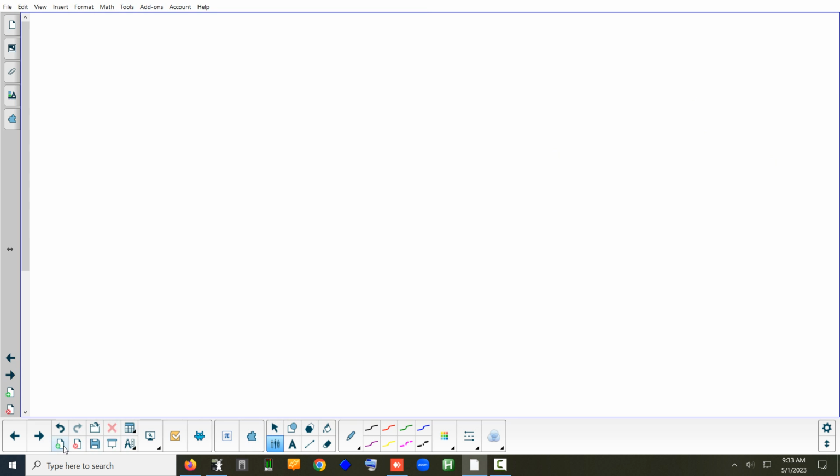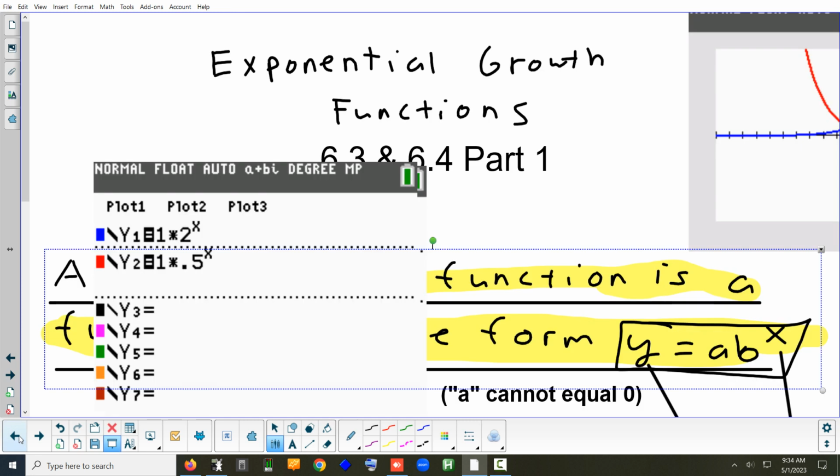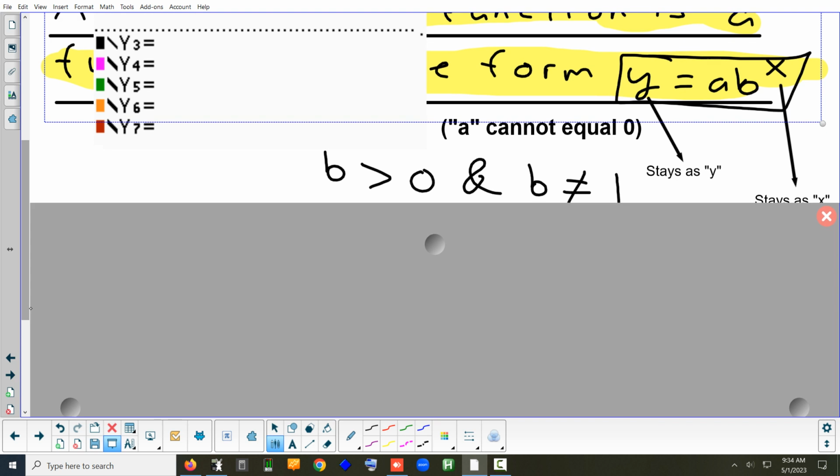How about if I did one like this? Let's say y equals 3 times 4 to the x. What's my a value in that one? Yep, 3. The a value is 3. How about the b value? Yeah, 4. So the a value is always the number right after the equal sign, and the b value is the number that has x as the exponent. We'll talk more about what those a and b mean, but for now, just being able to know which one is which, that's kind of the goal.